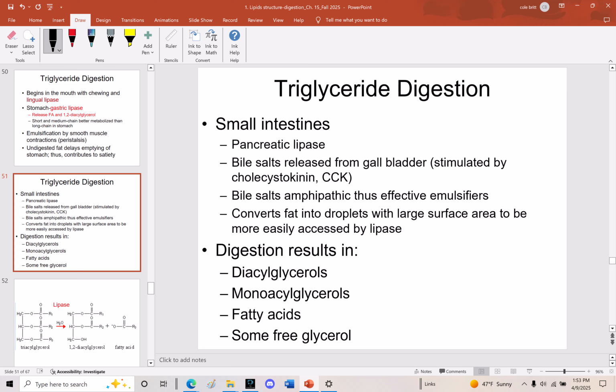All right, we have another lipase, though, that comes out in the intestine, pancreatic lipase. So lingual lipase, gastric lipase, and now pancreatic lipase.